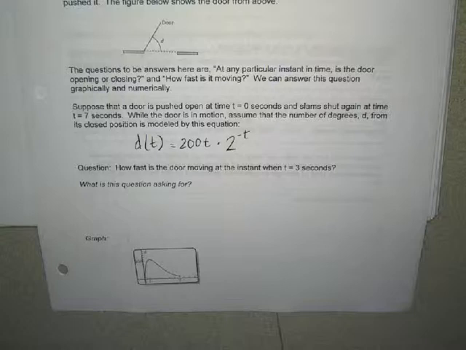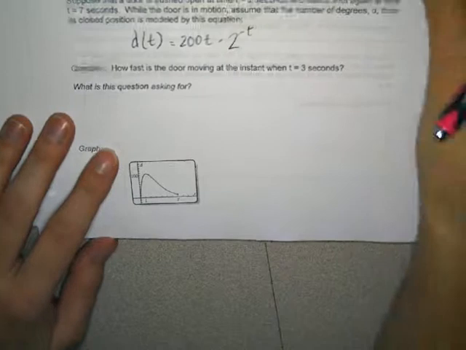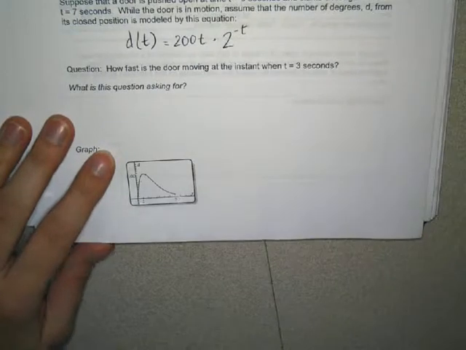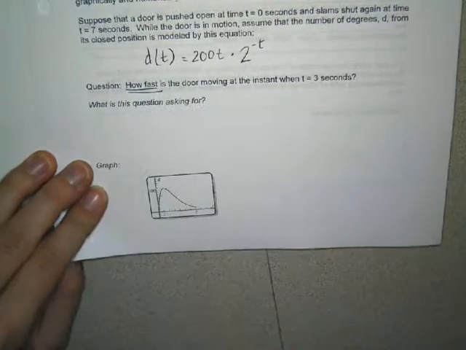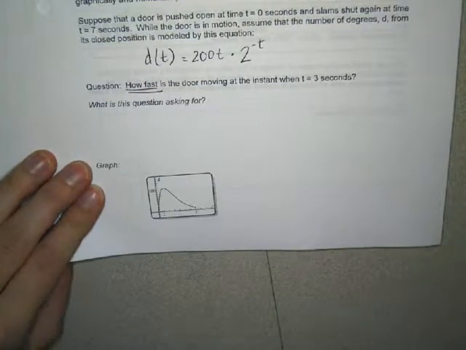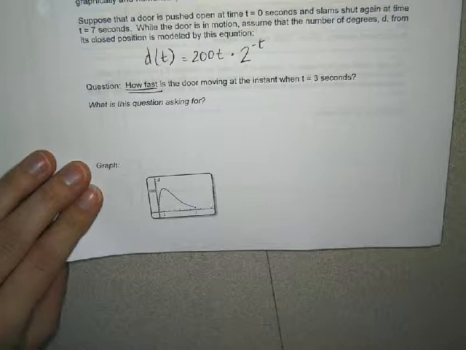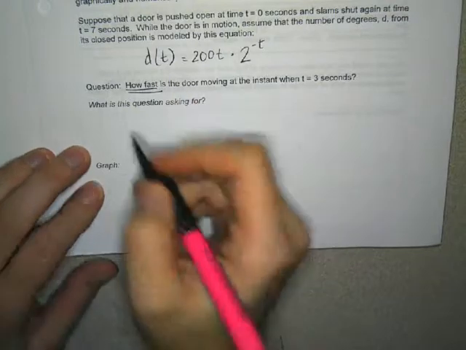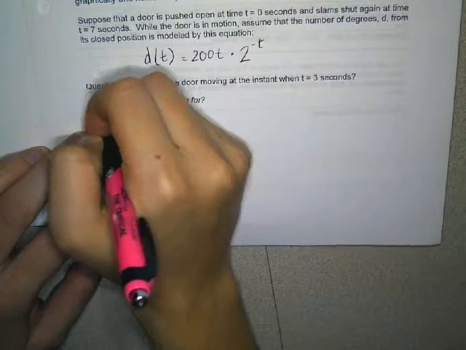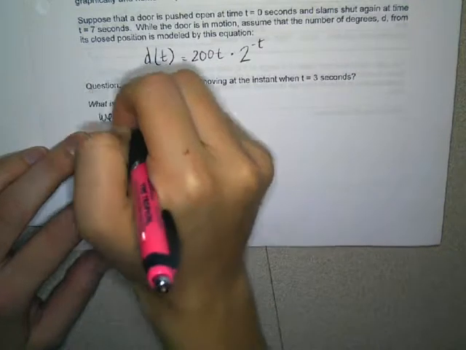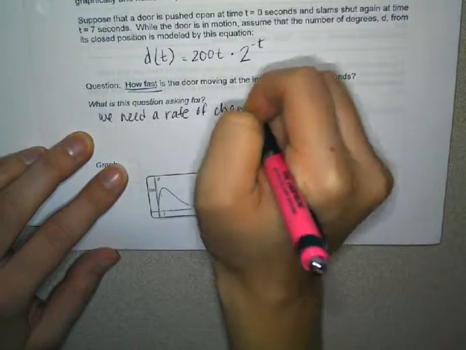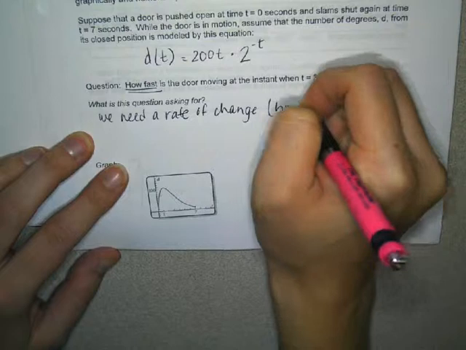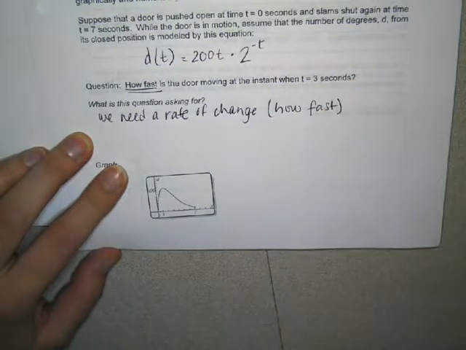All right, so what is this question asking for? There's a few words that you'll notice as we talk about derivatives and integrals that jump out or should jump out. One phrase that's a very key phrase is this phrase, how fast. So this question is asking for a rate of change. You know it's asking for a rate of change because of that phrase, how fast.